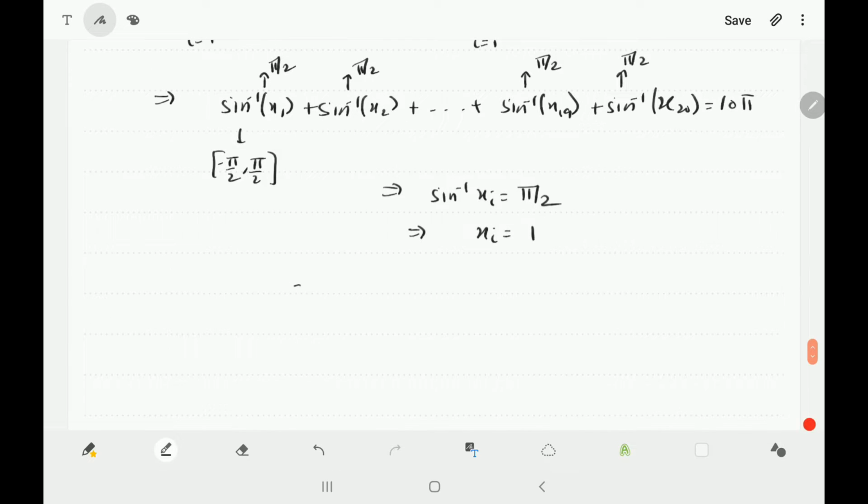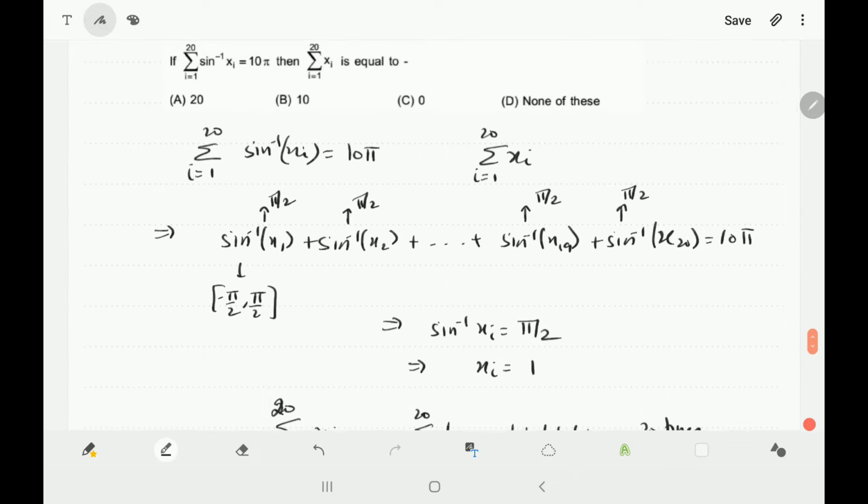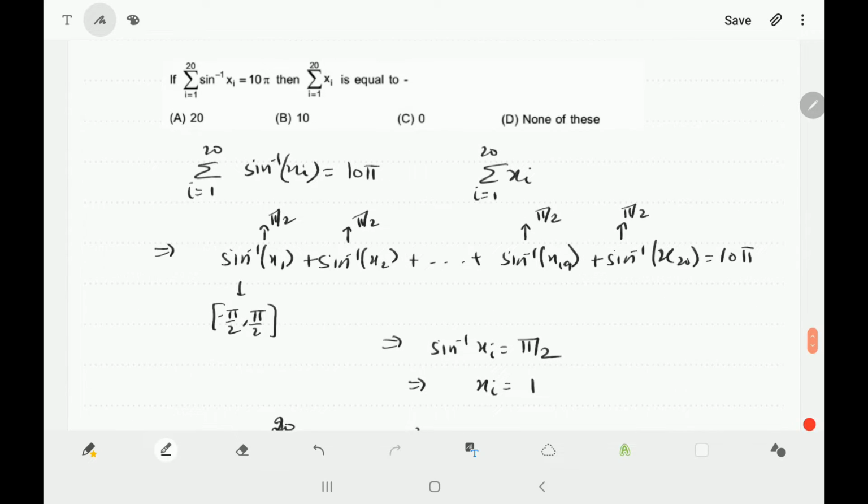Okay, now we have to find the value of the summation of xi from i equals 1 to 20, which is the same as the summation from i equals 1 to 20 of 1. So it means 1 plus 1 plus 1, you have to write it 20 times. So the answer for this problem will be 20. I hope it is clear. So option A is the correct answer.